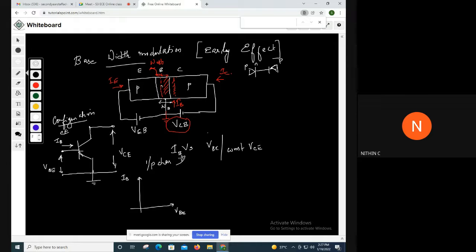IB versus VBE at constant VCE. It will look just like how we draw the characteristics of a diode. If VCE is 0 volt, it will look like this. If you further increase VCE, this is a particular value of VCE. Now let us take another value of VCE. VCE is actually negative, I mean reverse biased, so negative values will come. Now that it is negative, it will look like this.